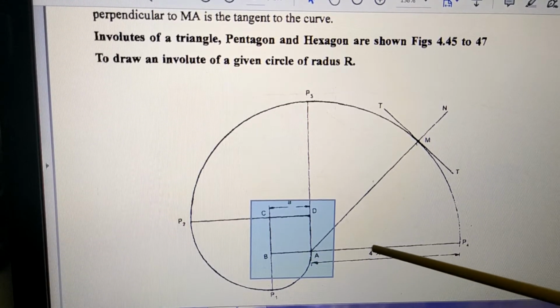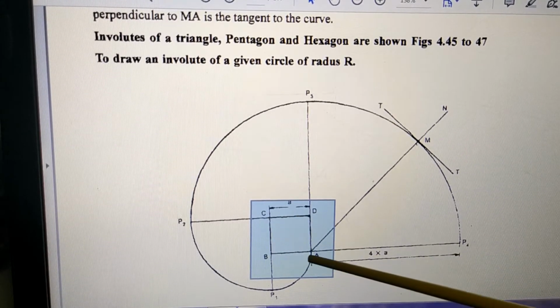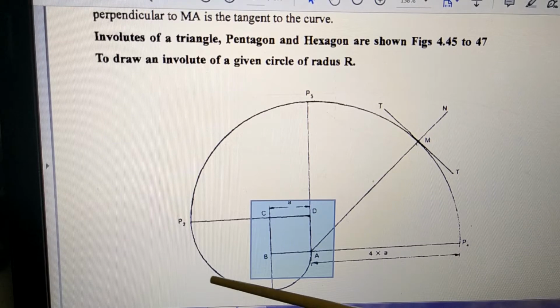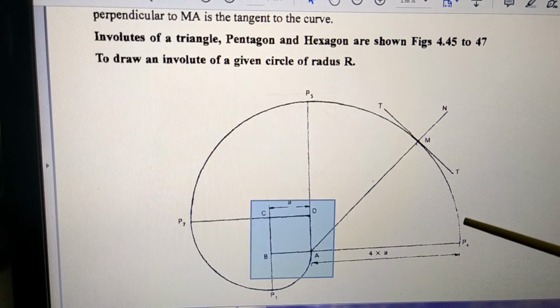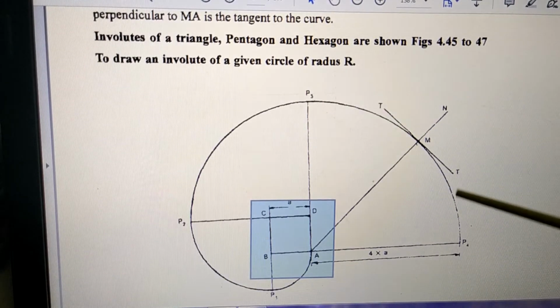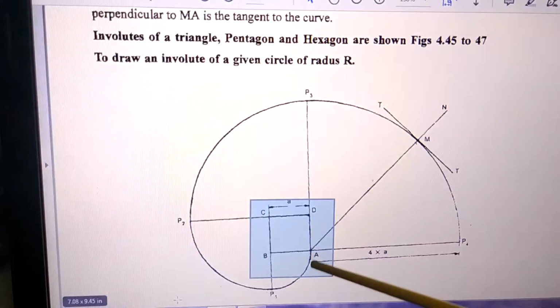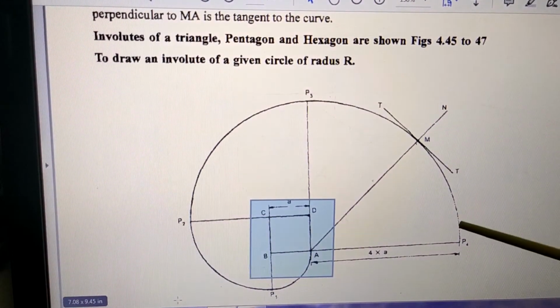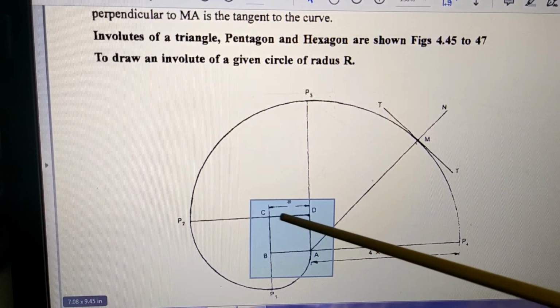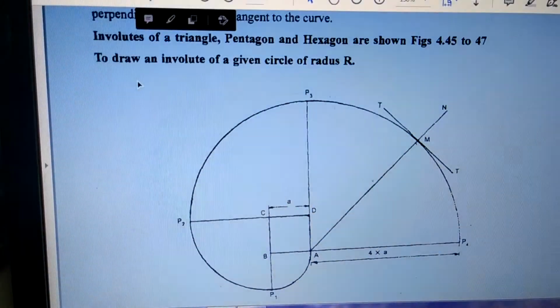Now this is removed from the square. Earlier it was surrounding the square like this. Now you have opened the rope thread and the thread has come and stopped here. Okay, so this shape is called the involute of a square. What you have done is you have drawn a curve. This curve is called an involute. We have drawn the involute for the square. Therefore, this is called the involute of a square.